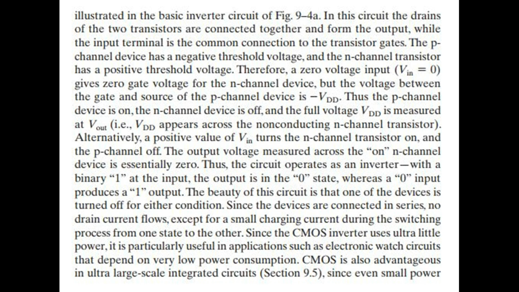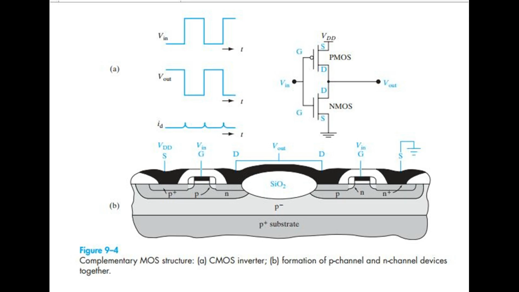Since the CMOS inverter uses ultra little power, it is particularly useful in applications such as electronic watch circuits that depend on very low power consumption. CMOS is also advantageous in ultra-large-scale integrated circuits, section 9.5, since even small power dissipation in each transistor becomes a problem when millions of them are integrated on a chip. Figure 9.4 Complementary metal oxide semiconductor structure, A.